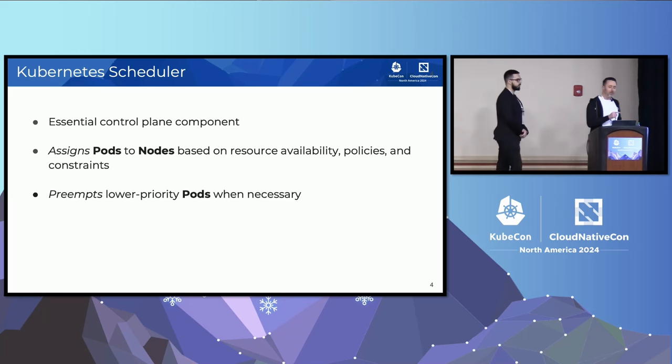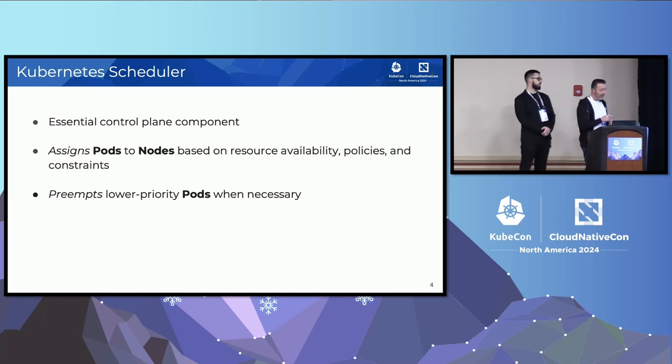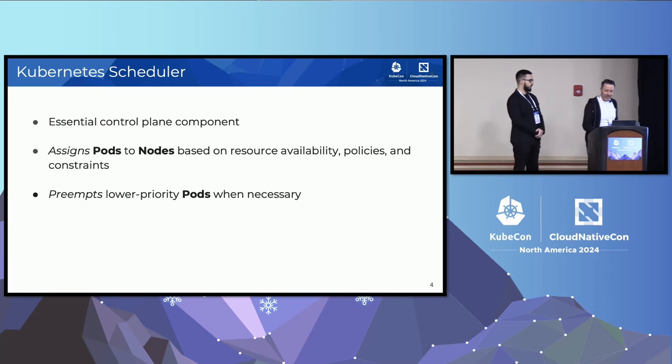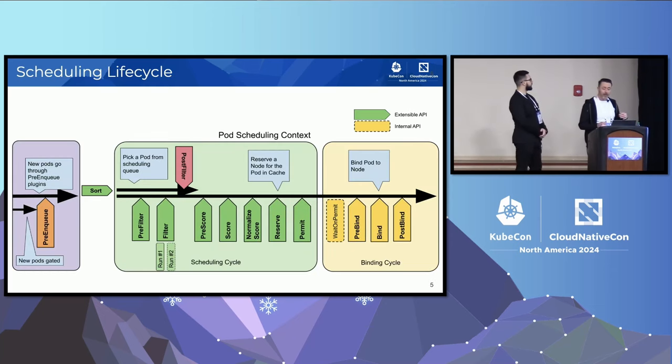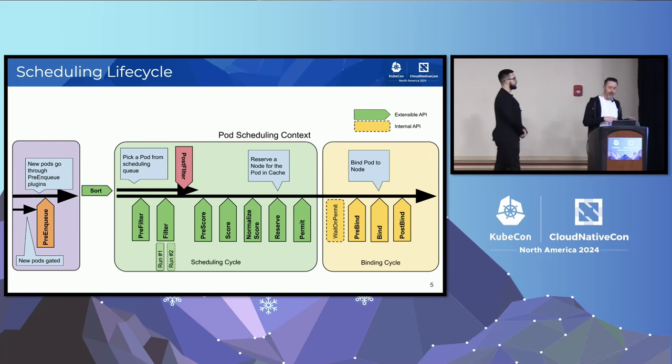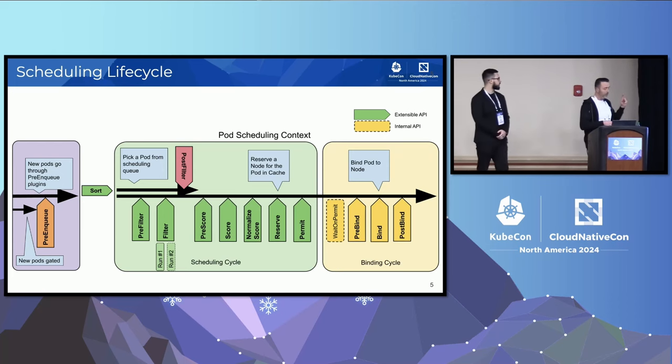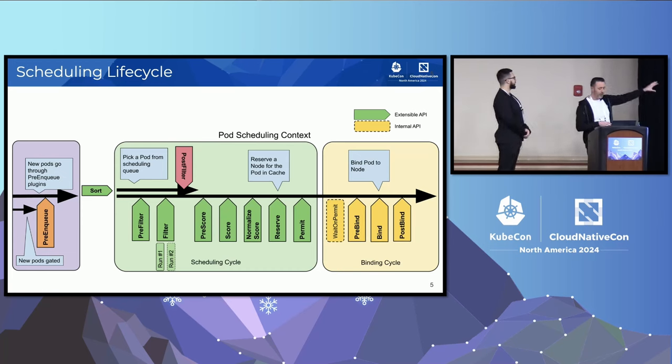Additionally, the scheduler manages preemption by identifying and removing lower priority pods from nodes where there aren't enough resources available for the higher priority pods to run. Now let's dive into the enchanting scheduling lifecycle and see how it all unfolds. So the scheduling lifecycle will involve several phases to manage the pod placement efficiently and fairly. We'll work through these phases in order from left to right. There's a first group, which is queuing, then scheduling, then binding.